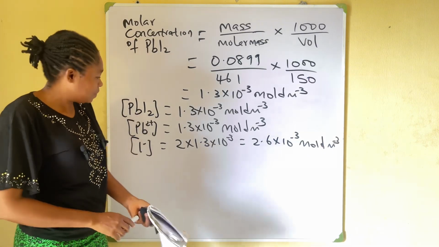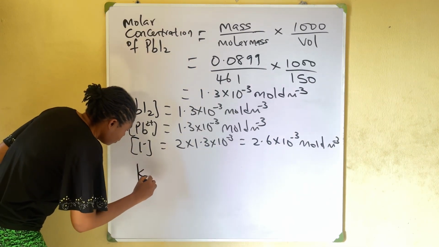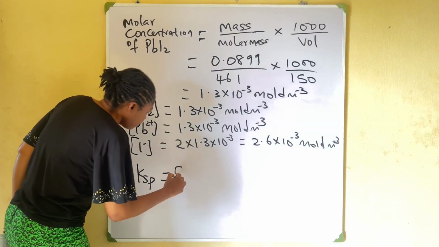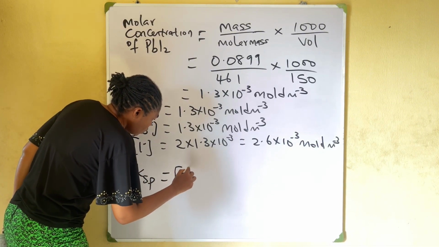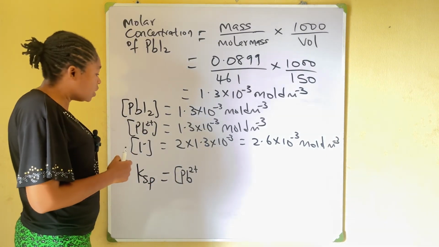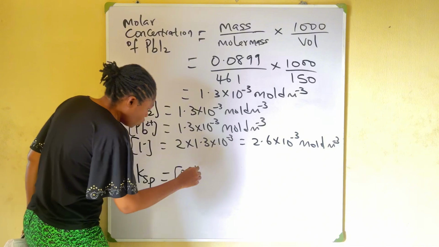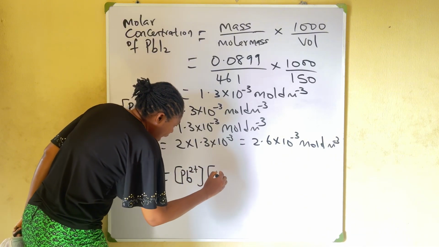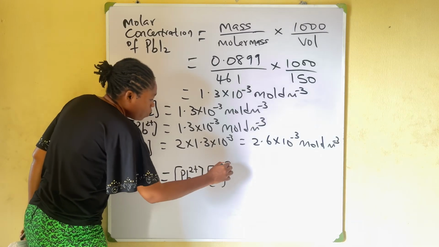Thank you so much. So the Ksp, solubility product constant, will be the concentration of lead 2 ion. We take only the products because the reactant is solid. Solid is assigned 1, so it does not appear in the solubility product constant. Times iodide ion raised to the power of the coefficient.